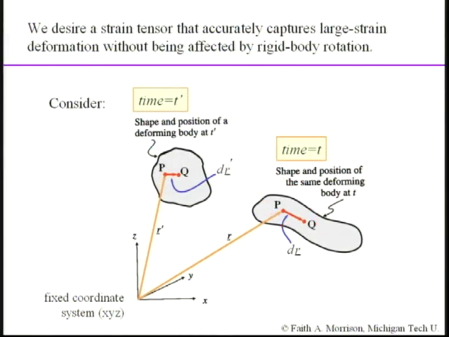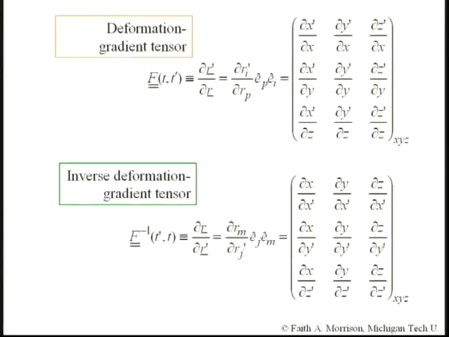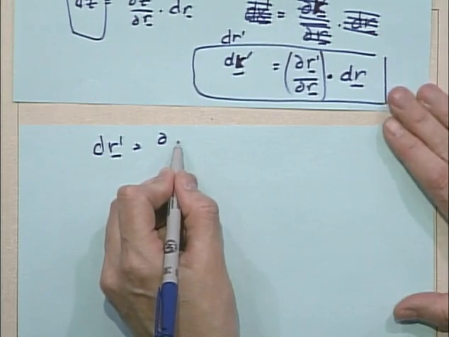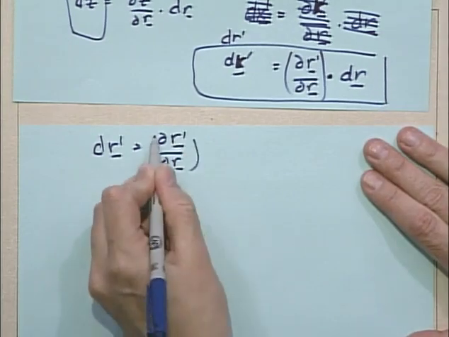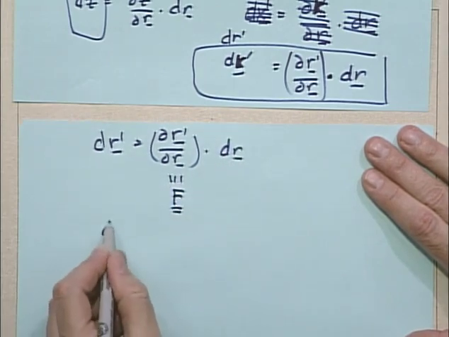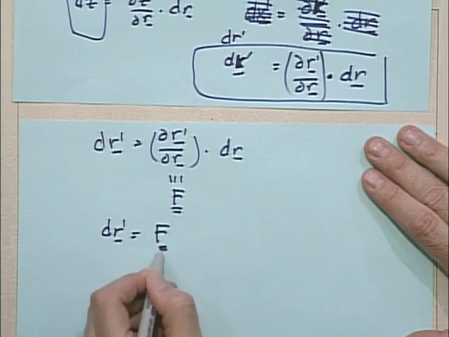We were looking for a tensor transformation that would take this to that. And if I picked any two other points, it would tell me how to transform this body, any 2 points in the initial body, to this final body. This is called the deformation gradient tensor. Okay? So dr prime equals partial r prime with respect to r dot dr. If this is called f, then we have dr prime equals f dot dr.